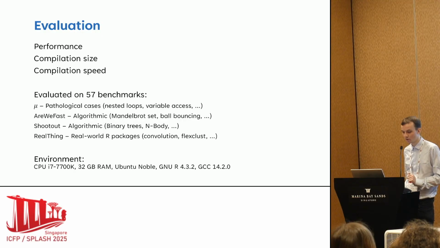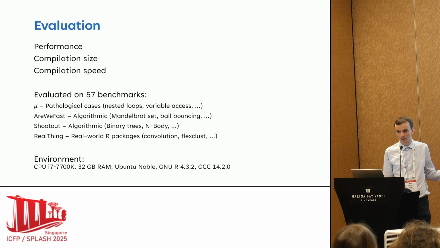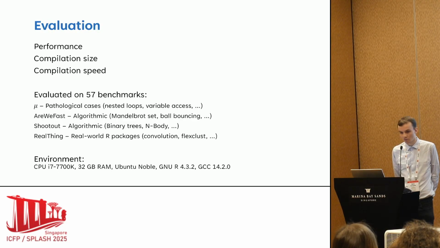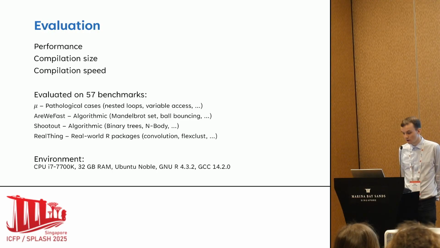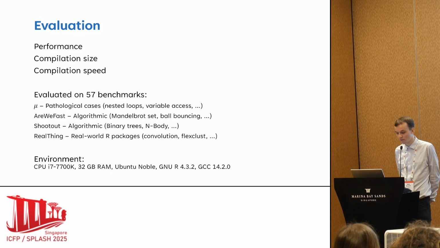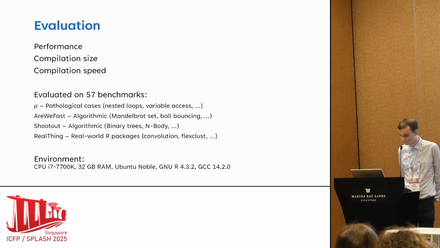So to move on to evaluation, we evaluated based on 3 points: the performance of the code, the compilation size, and the compilation speed. And we evaluated this on 57 benchmarks in 4 suites. So first, the ME suite, which is a micro-benchmarking suite made of pathological cases of things that are usually slow in R.